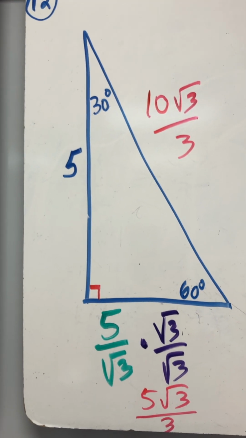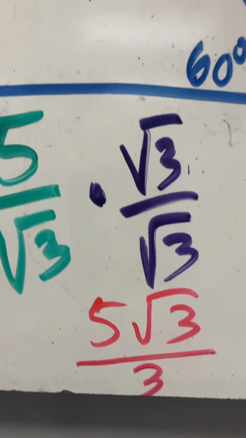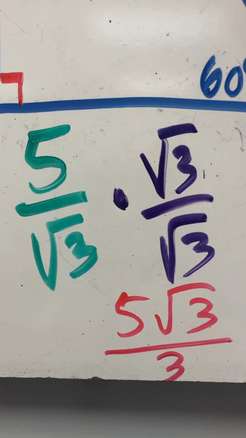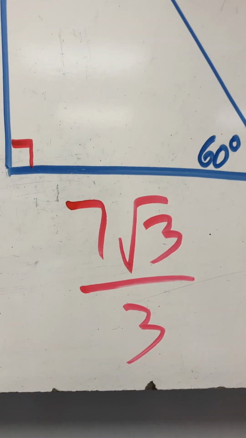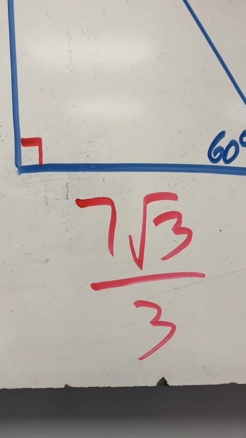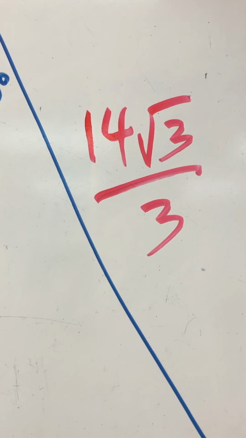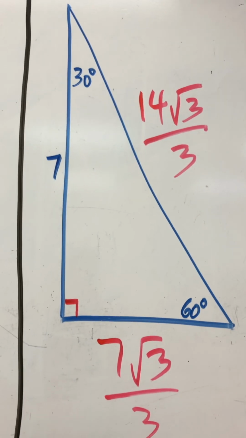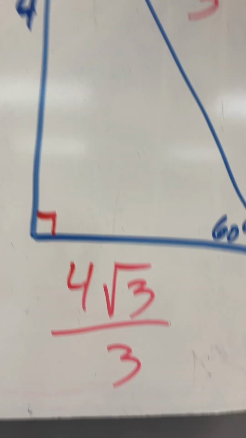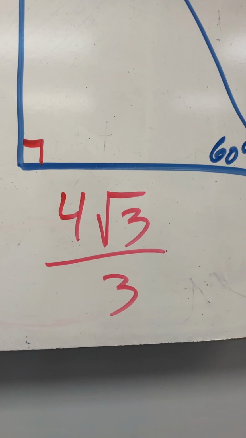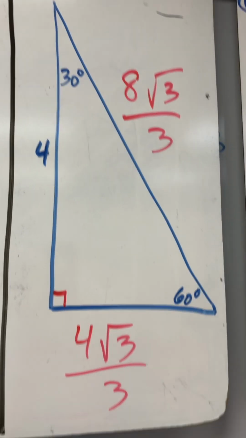Okay. So same thing. If this is 5 and this is 5 square root of 3 divided by 3, then if this is 7, isn't this 7 square root of 3 divided by 3? Which makes the hypotenuse 14 square root of 3 over 3, right? So if this is 4, isn't this 4 square root of 3 divided by 3? Double it, 8 square root of 3 divided by 3, right?